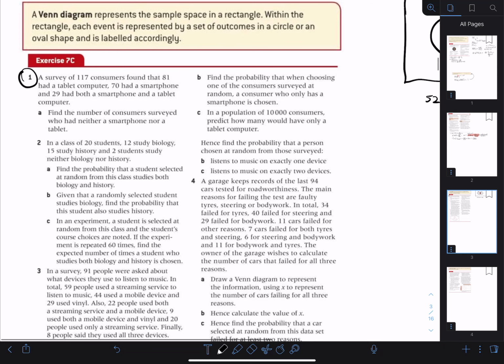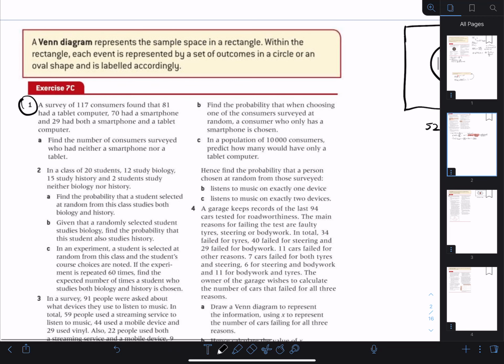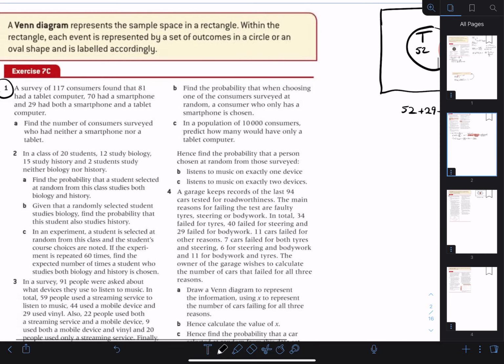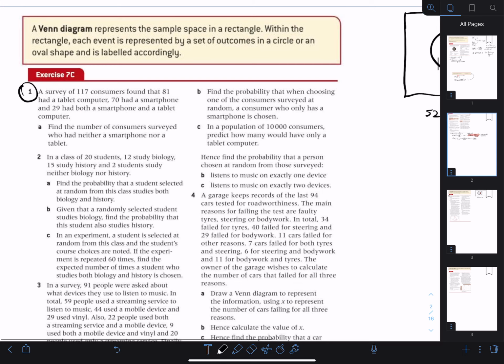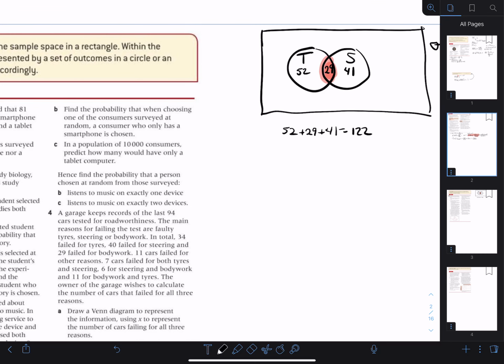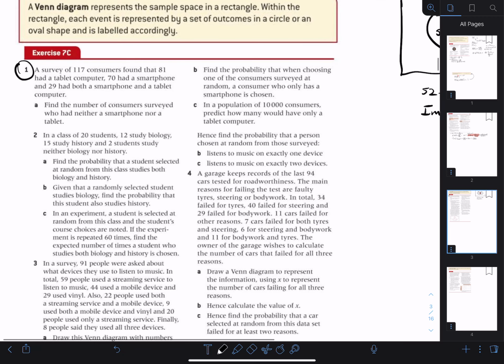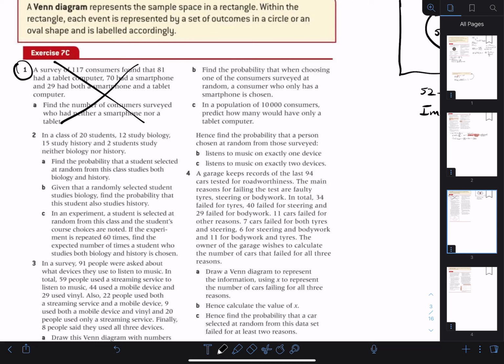70 had a smartphone. 81 had a tablet. Anybody see the mistake? Please tell me, because my numbers don't add up. I'm exceeding the number of people that have been surveyed. 81 had a tablet, 70 had a smartphone, 29 had both. Okay, that's an impossible question. The idea was that there might be some people who don't have either, and that would have gone here. Well, that's annoying. Stupid question. Let's try another one.